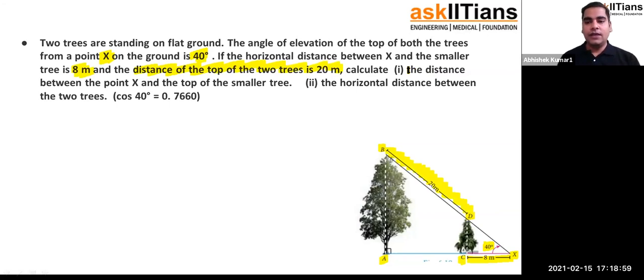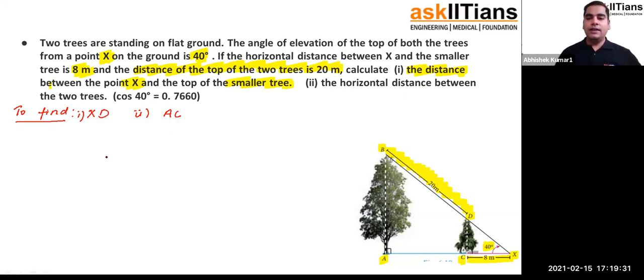Then you have to calculate the distance between the point X and the top of the smaller tree. That's the first part. What do we have to find? First, you have to find XD. What's the second thing? You have to find the horizontal distance between the two trees. That means you have to calculate AC. So these are the two things we have to calculate.